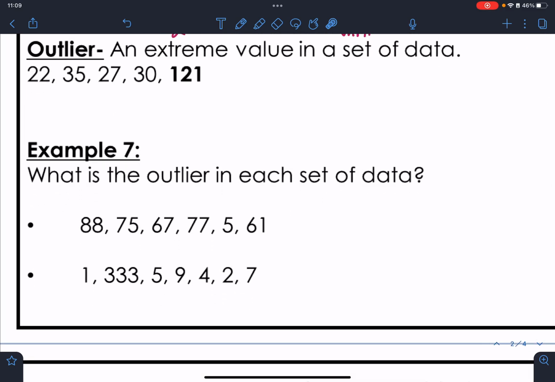So for this example, we just want to identify what is the outlier, okay? And this first one, definitely 5, right? All of the rest of my numbers are like high up between 60 and 80. What about in my next data set? Good. All of these numbers are between 1 and 10. And then I have a random 333. So that one definitely is way too high. Okay.